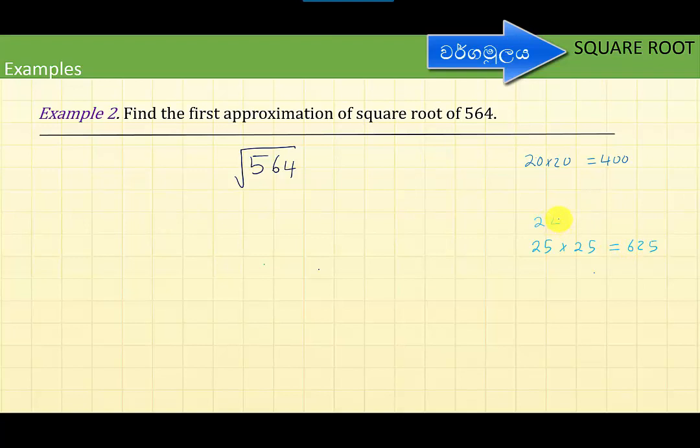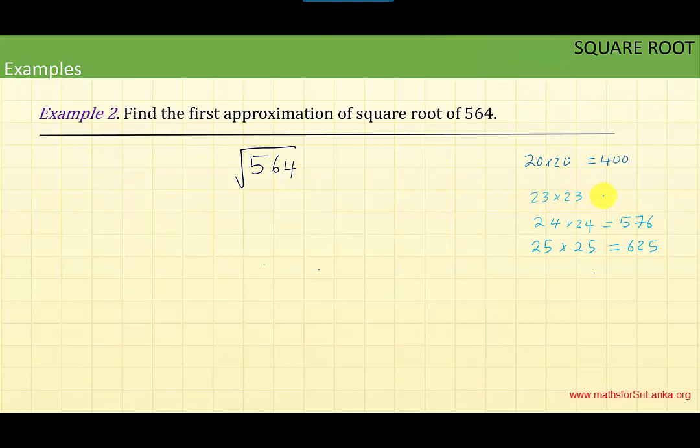Now, if you check 24 times 24, you will get 576. And so 564 is below that. If you try 23 times 23, you will get 529. Now, clearly the square root of 564 is in between 23 and 24. So we can write this is greater than 23 and less than 24. Now, which one is it closest to?